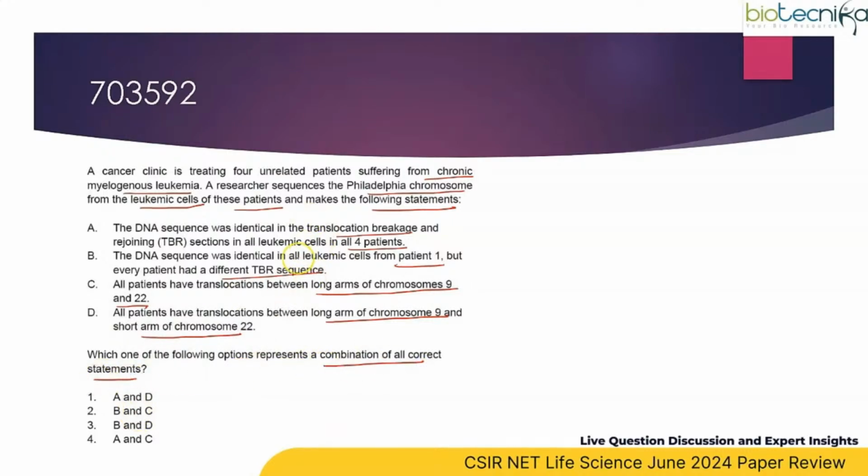So here you need to know about CML, chronic myelogenous leukemia, and why this disease occurs, whether it is between long arms of chromosome 9 and 22 or long arm and short arm. That is something you need to know, and only then will you be able to solve this question. So you can try and tell me what is the right answer for this question.